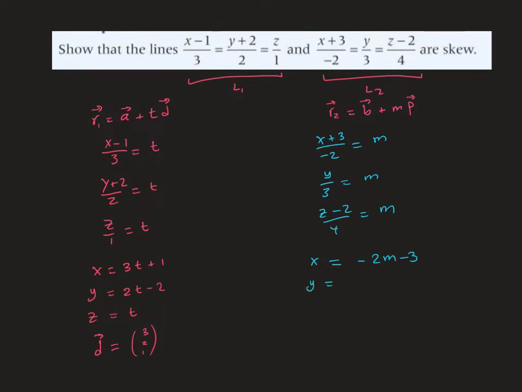Y is going to be 3m, and z is going to be 4m plus 2. So for the second equation, we can identify the direction vector p as the vector (-2, 3, 4), which means d is different from p. And not only different, but d is not a multiple of p. So the lines are not parallel.